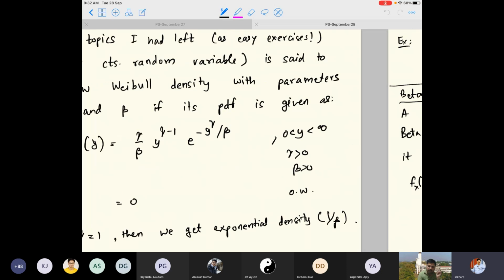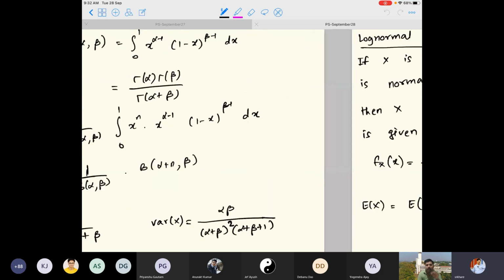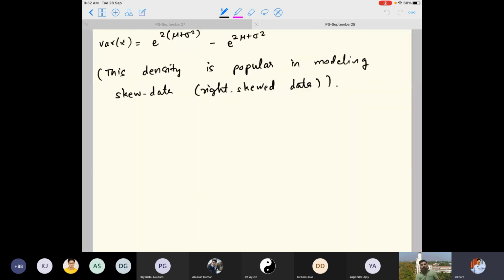So this was the beta distribution, and this was the Weibull density. So these are the three densities I had not mentioned. So I have mentioned them today, and this is what I wanted to say about these densities.